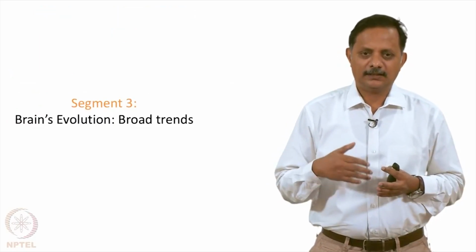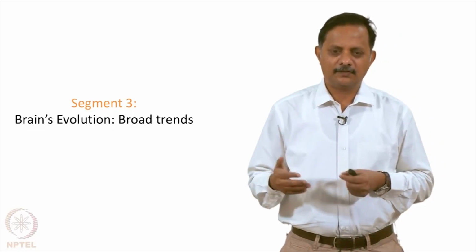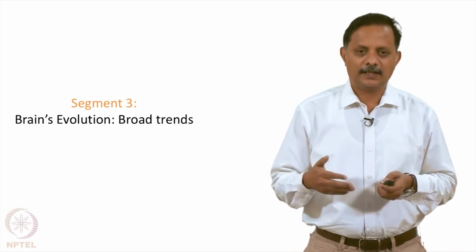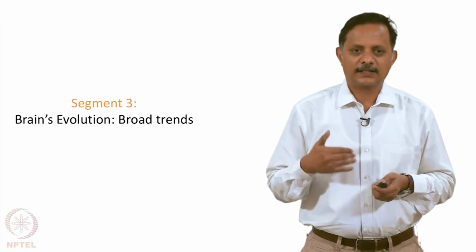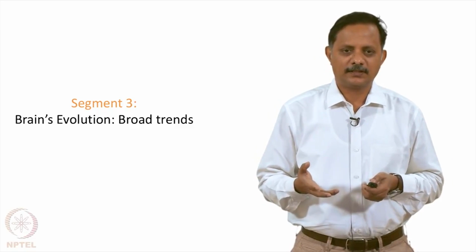So, now let us look at a slightly different question. We will look at how the brain's evolution has occurred. That is what we will see in segment 3. Basically, we look at these questions in this segment.